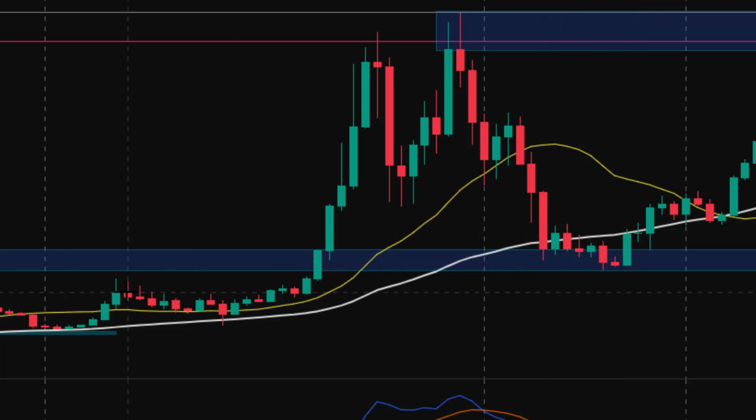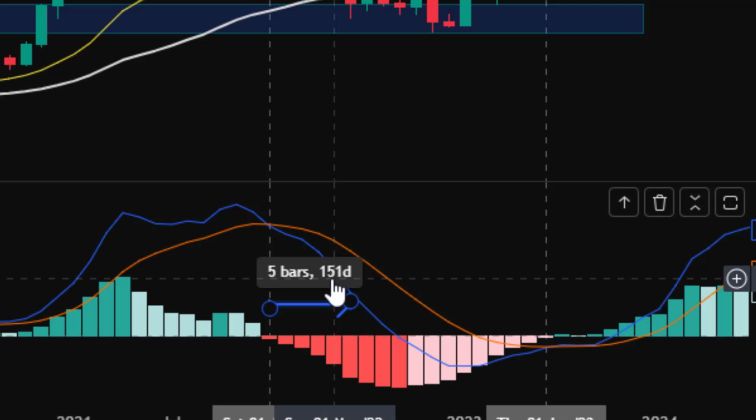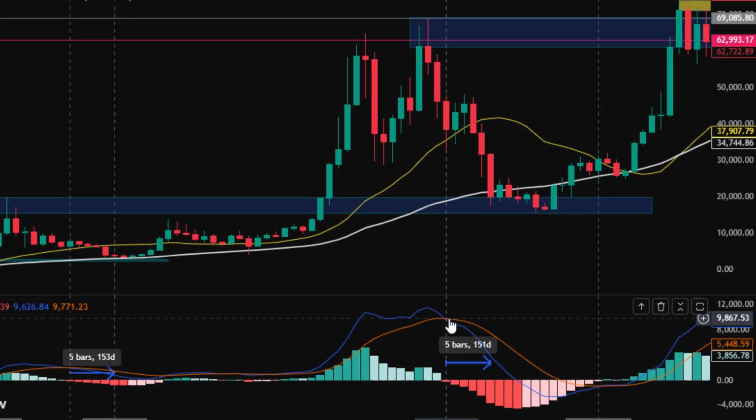The point is, it respected this high and it was around the 50 moving average. How long did it take before getting to the lowest point? It took about 151 days, from this point of the cross to this point.